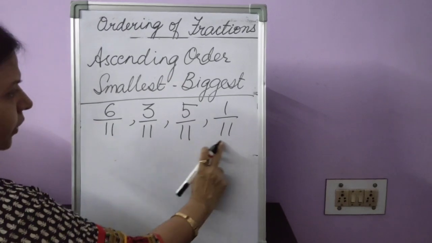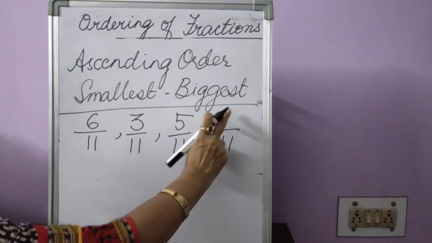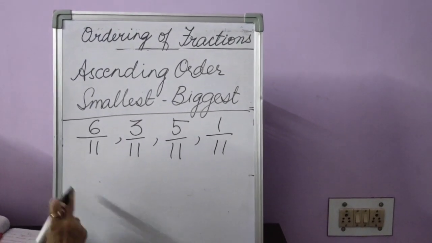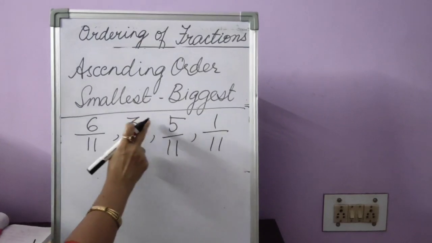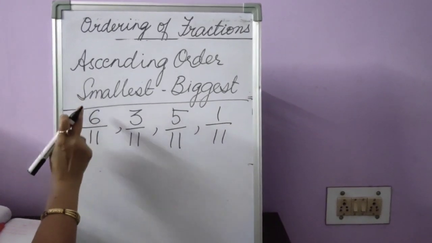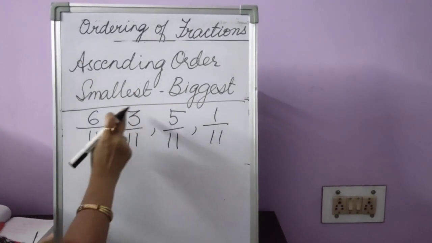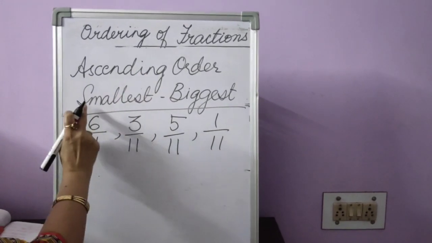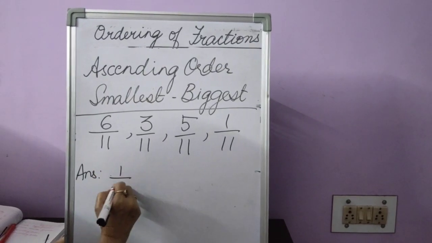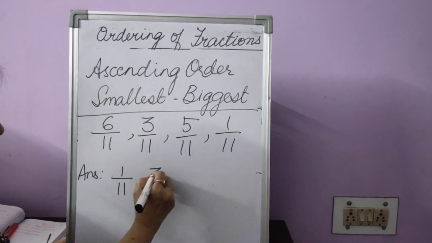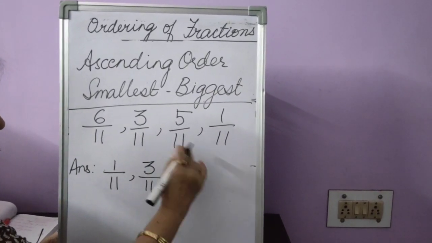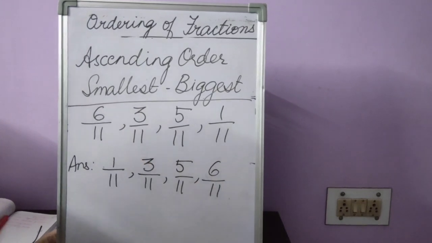First step, look at whether the denominators are the same or the numerators are the same. We have the denominators the same. So if the denominators are the same, look at the numerator. We know bigger numerator is the bigger fraction. So 6 is biggest, then 5, then 3, then 1. But we have to arrange from smallest to biggest. So your answer will be 1 upon 11, correct? Then 3 upon 11, then 5 upon 11 and then 6 upon 11.